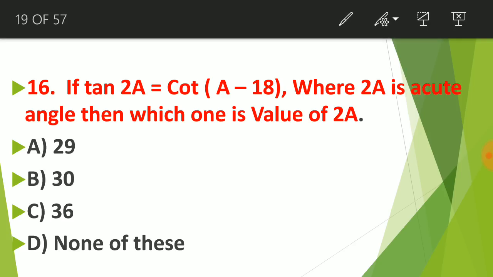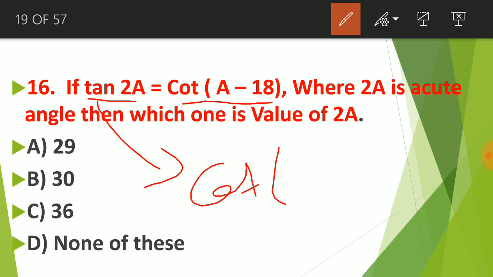Now see question number 16. Tan 2a is equal to cot(a minus 18). We can express tan 2a as cot(90 minus 2a), which is equal to cot(a minus 18). Cot and cot will cancel here, and then 3a will be 90 plus 18, which is 108. So a will give us 36 degrees.